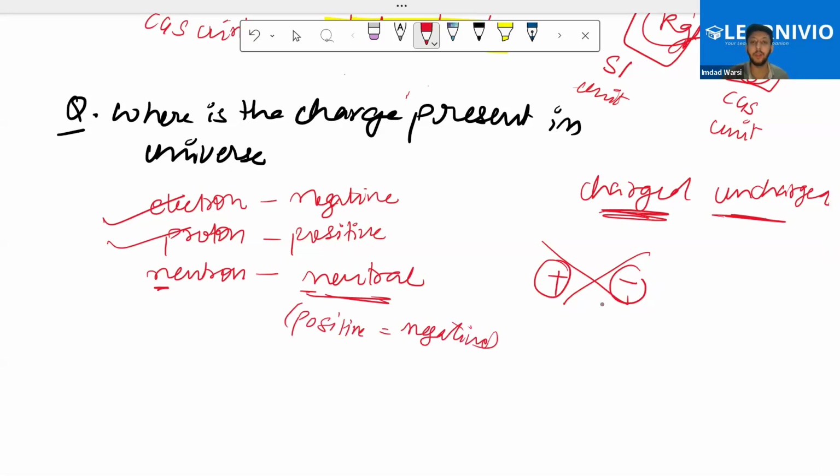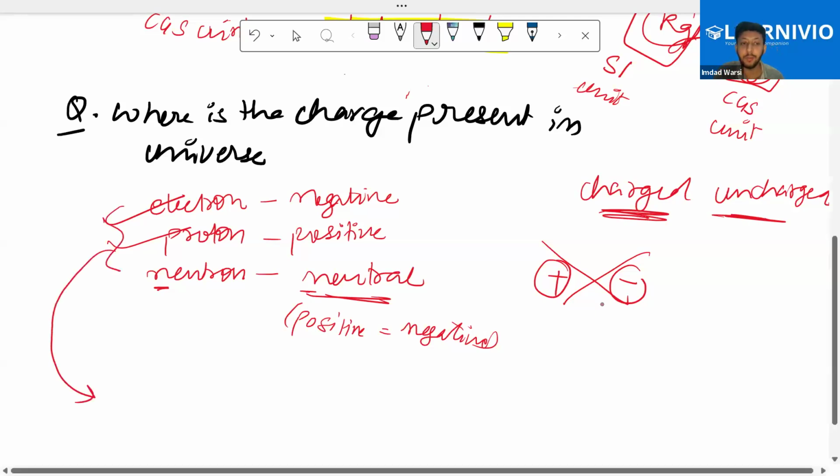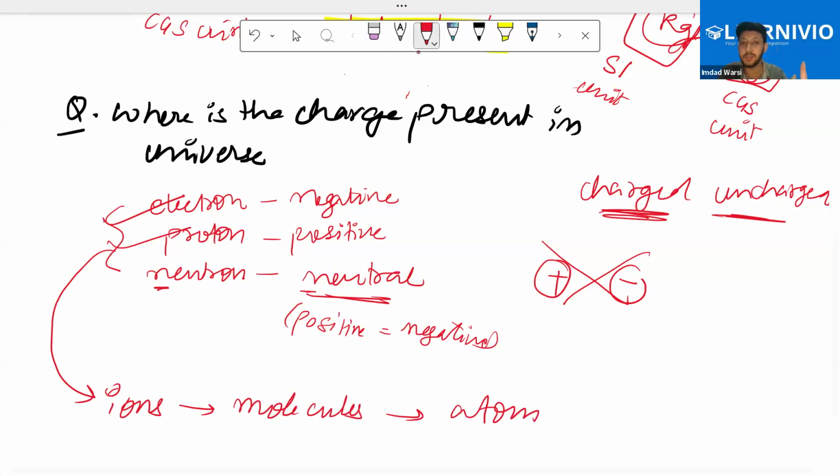Now, we were talking about where charge is present in this universe. So this electron, proton, and neutron have different charges on them, right? Negative, positive, neutral. Now they combine and form ions. Ions form molecules, and molecules form atoms. And we know everything in this universe is made up of atoms, right? That is how charge is present in the whole universe. Write it down.